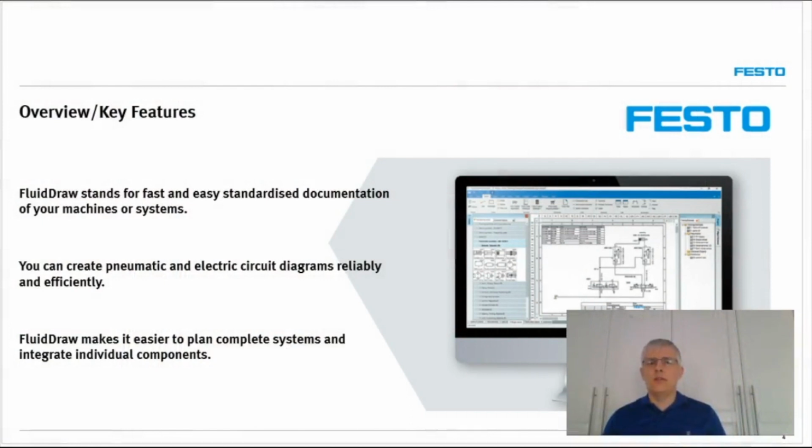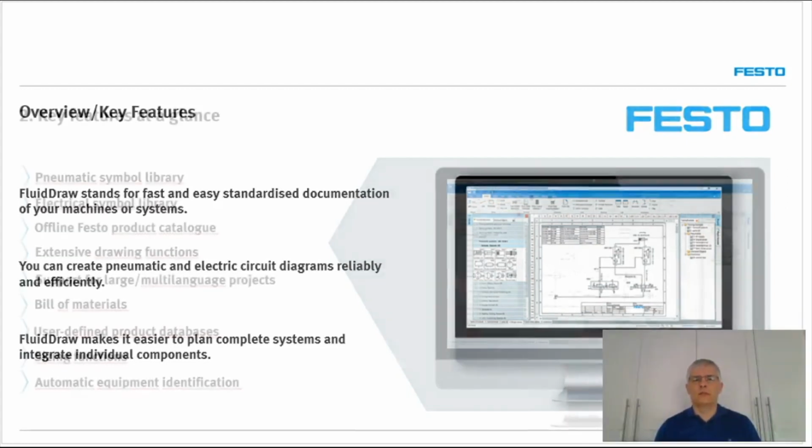So let's discuss the key features of FluidDraw. The main one is that it helps you create standardized documentation for your machine or system. So this means that FluidDraw is beyond simply a drawing software. It is not just there to create your pneumatic and electrical circuits, but to help you organize and standardize everything that you're doing. This includes making sure that all the little admin stuff when it comes to drawing, and especially when you're dealing with larger projects, is already done for you in FluidDraw, and we'll cover these in a later section.